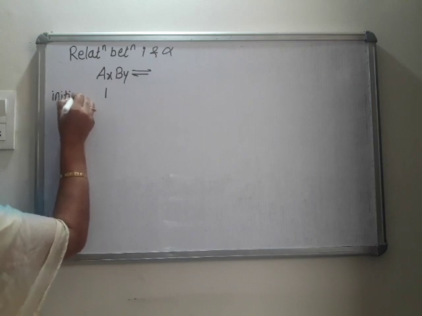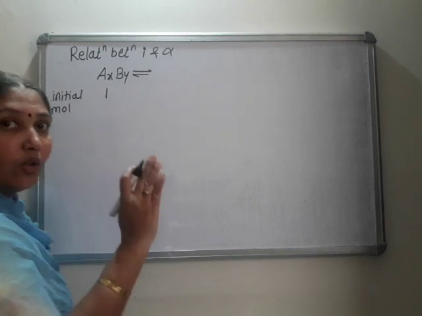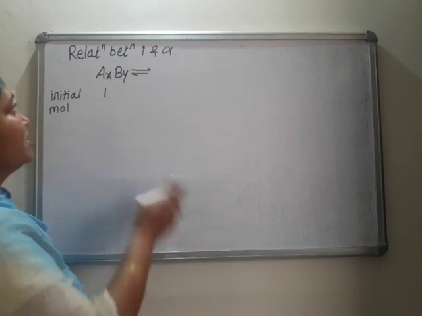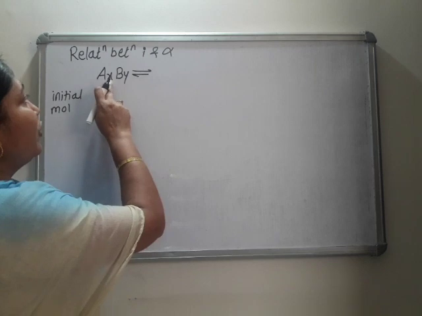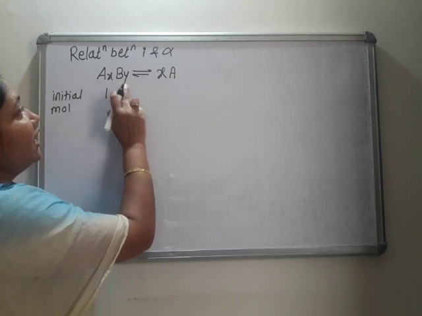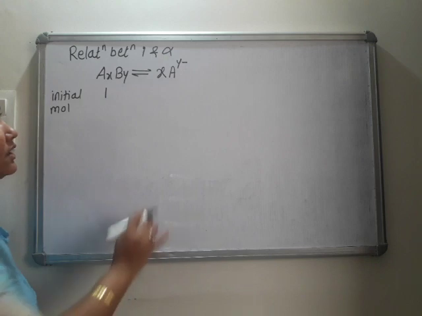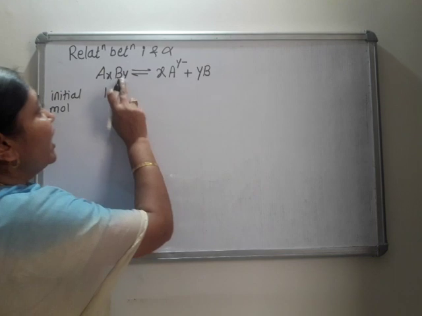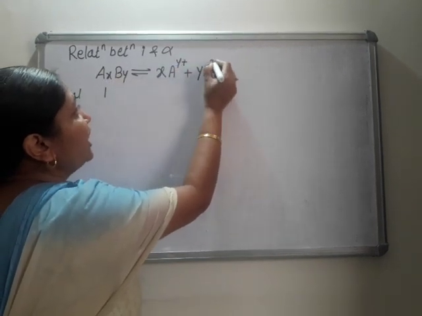So here we can write the initial moles. How much is this? 1. In the beginning there are no ions of A plus and B minus. So AXBY is taken and this dissociates to give X ions of A. What is the charge on A? We write the number at the bottom of this. Say the charge on this is Y plus. Similarly, Y times B ions are formed. And what must be the charge on B? It should be X minus.